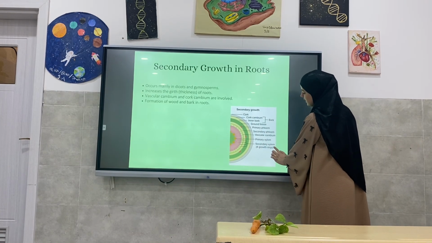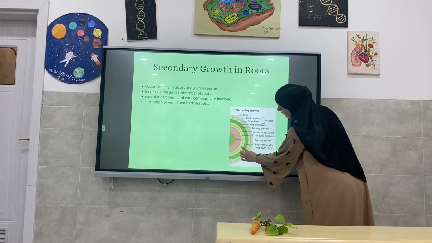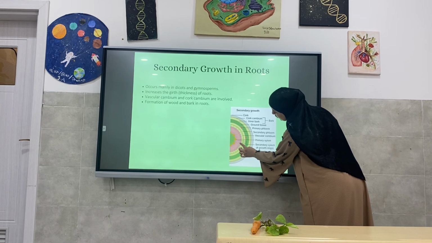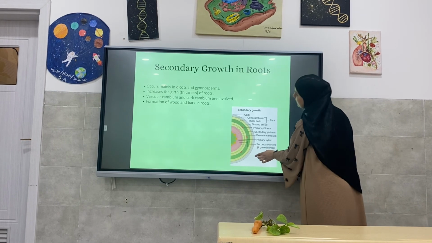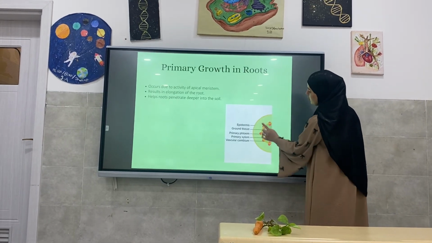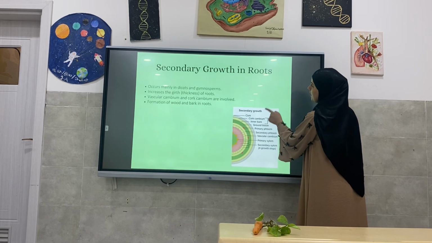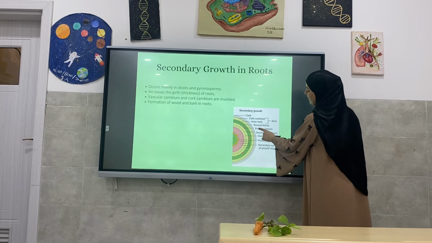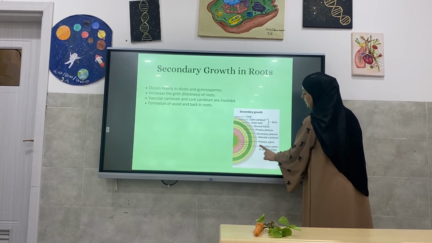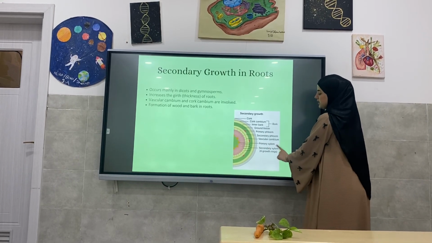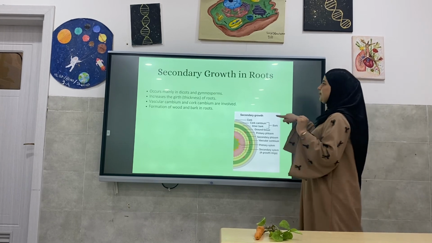For secondary xylem, you have 4 growth rings. This is the first one, second one, third one, and fourth one. As I said, in primary growth, we have primary phloem and primary xylem. But in secondary growth, we have primary phloem, secondary phloem, and also we have primary xylem and secondary xylem.